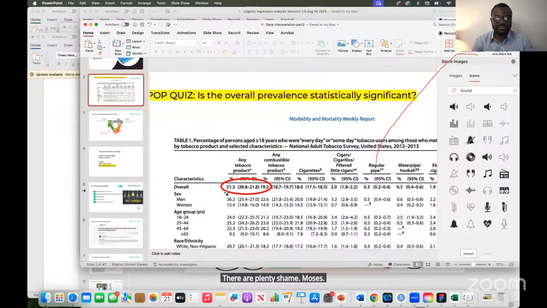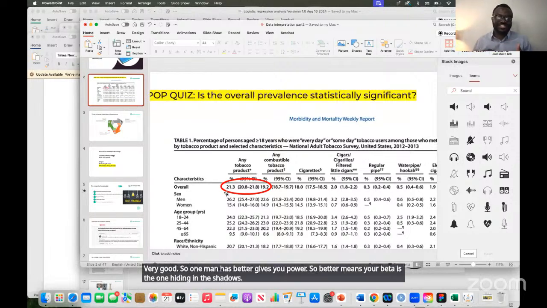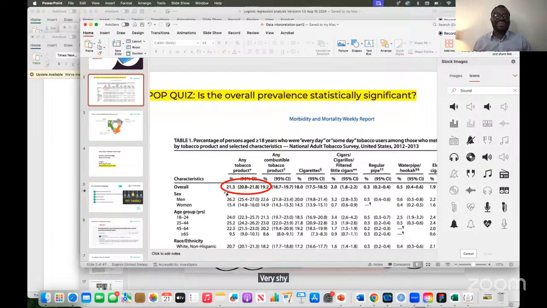Moses: Okay, good evening. For me, it wasn't clear how you determine the power of your test. How do I know that my power is 80%? You decide that it's 80%. And we're going to do that in the demo, right? But remember, power is equal to 1 minus what? This is a pop quiz. Very good. So 1 minus beta gives you power. Remember, your beta is the one hiding in the shadows, very shy and very scared. And so power means 1 minus beta. So we need to understand that.